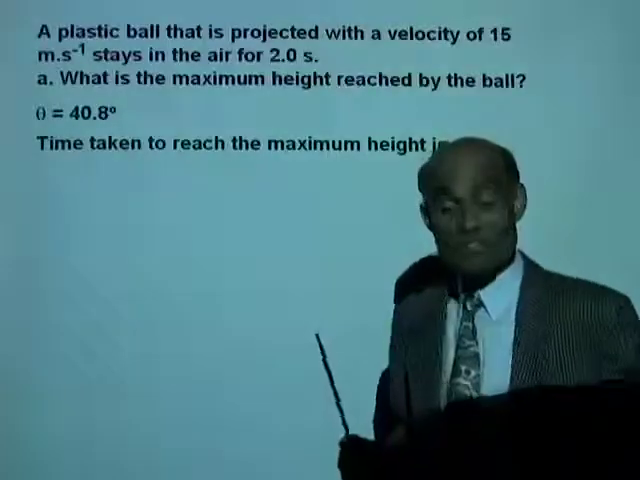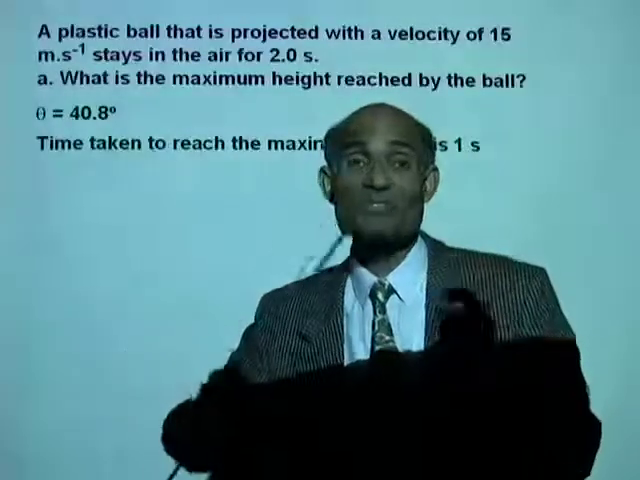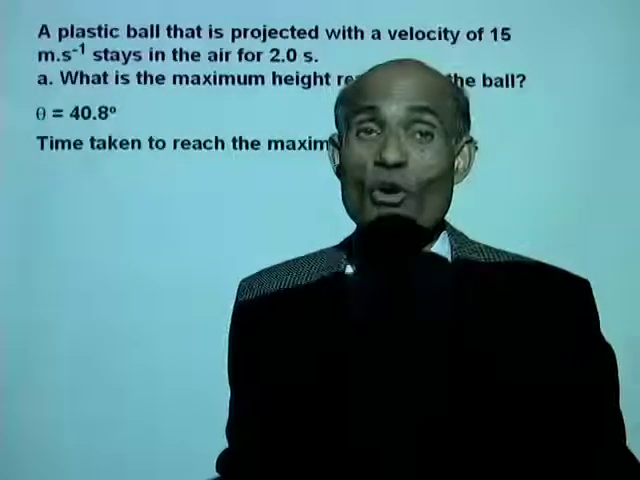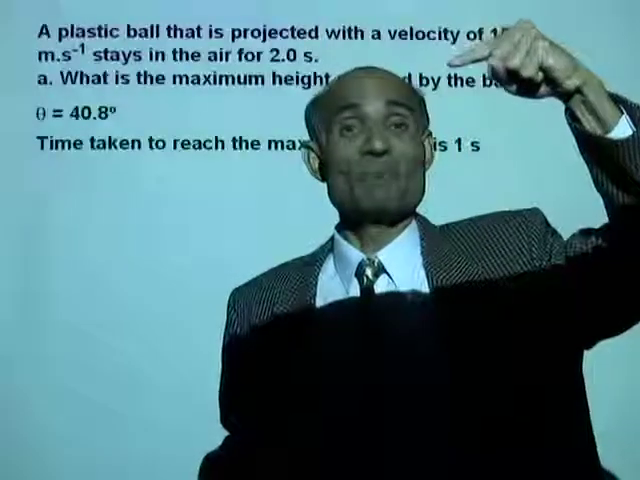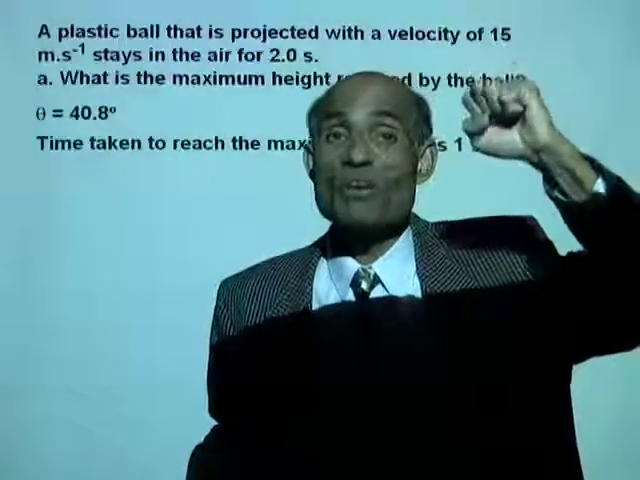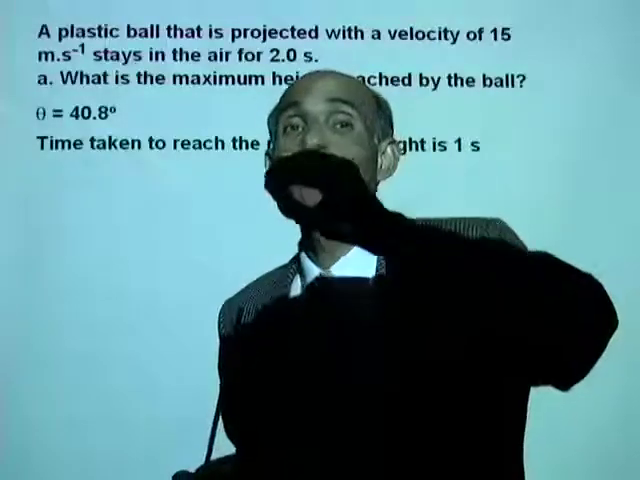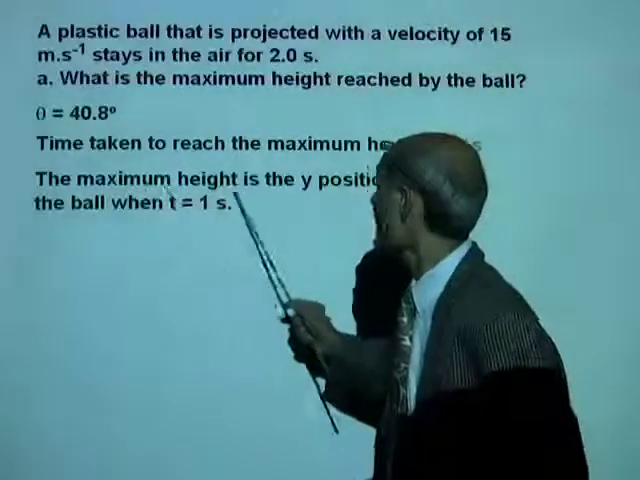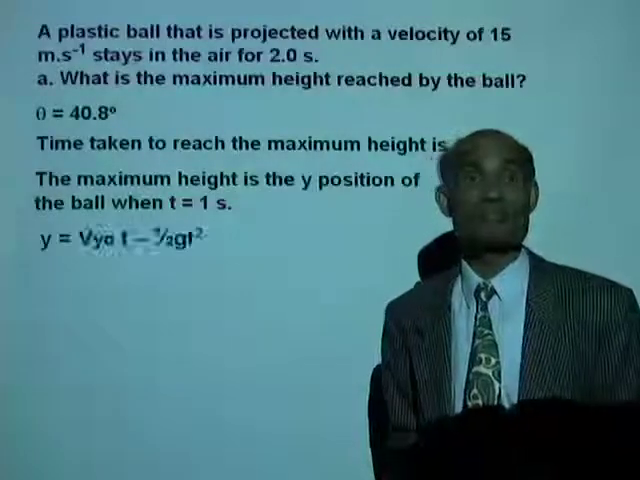Well, what is the time taken to reach the maximum height? If the time of flight is 2 seconds, the time taken to reach the maximum height is 1 second. Therefore, the maximum height is the y position at that time. What is the equation for the y position? The y position is y equal to Vy0t minus 1/2 gt squared. Alright? The maximum height is the y position of the ball when t equal to 1 second.